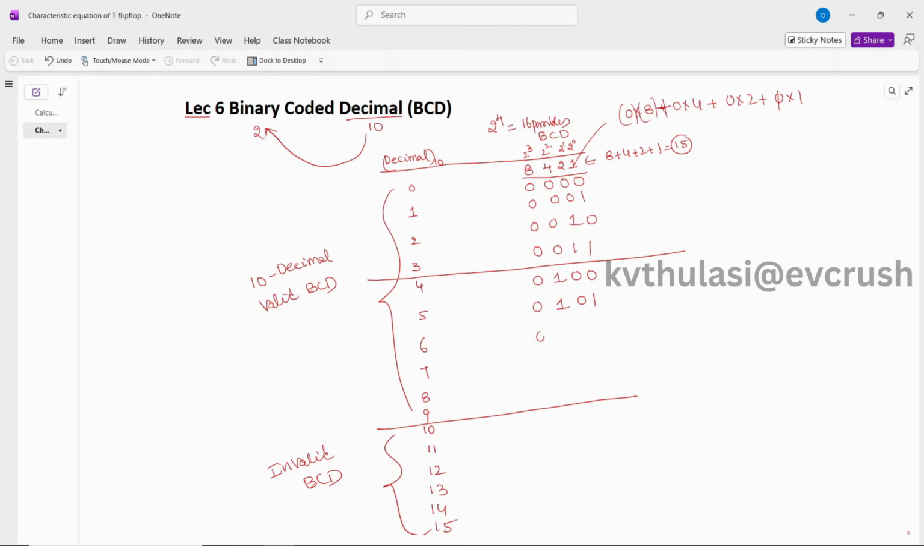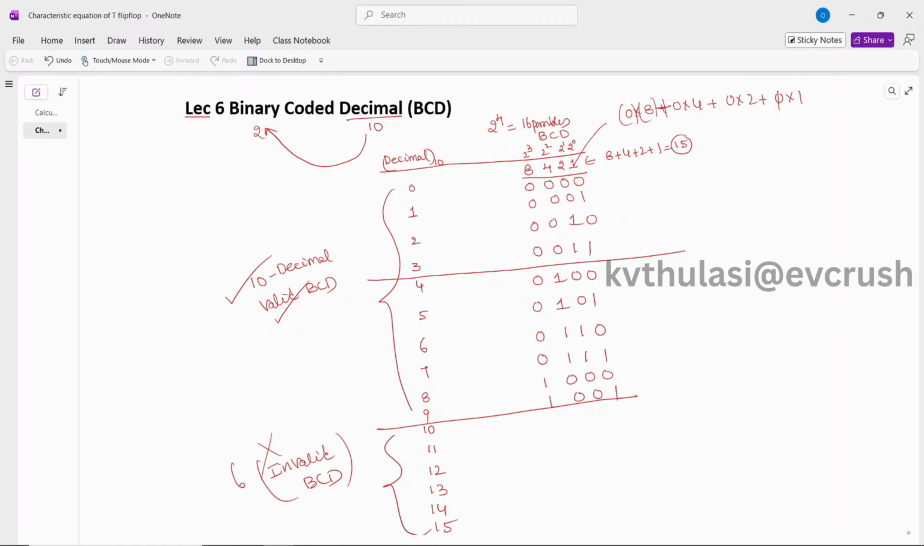How to write down 6? 0 1 1 0. How to write down 7? 0 1 1 1. How to write down 8? 1 0 0 0. How to write down 9? 1 0 0 1. So this is how we write 0 to 9, 10 numbers, which are called valid BCD. The remaining 6, 1 2 3 4 5 6, these 6 are generally not valid in BCD.